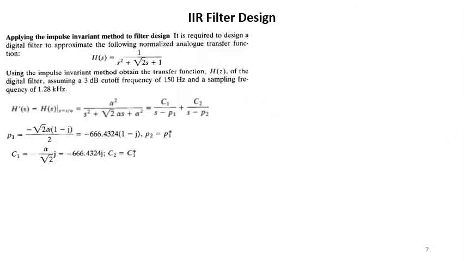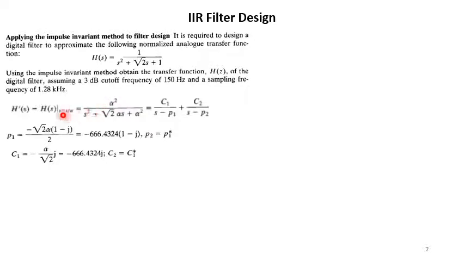So here is the solution. We obtain H prime of S, which is simply obtained by replacing S with S over alpha, where alpha is basically the cutoff frequency. So this 150 Hertz, so 150 into 2 will be 300, into pi it will be something like 94.4778 radian per second. Okay, so that will be the value of alpha.